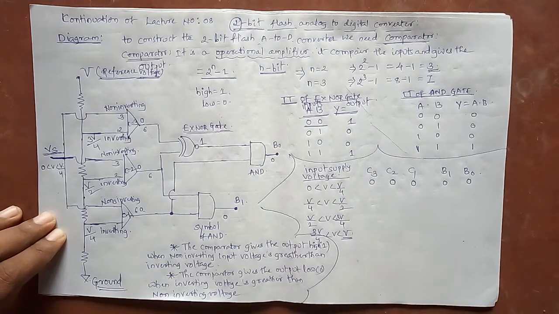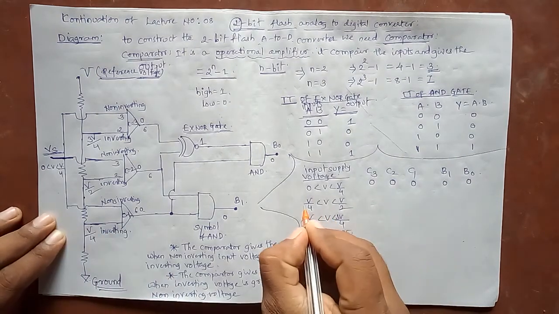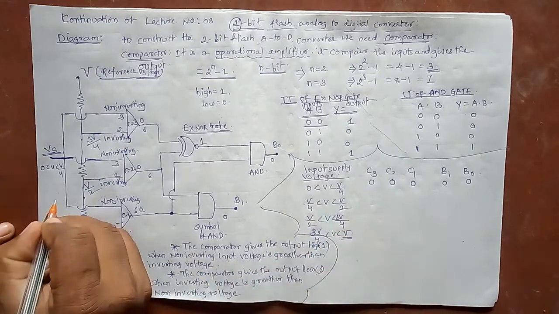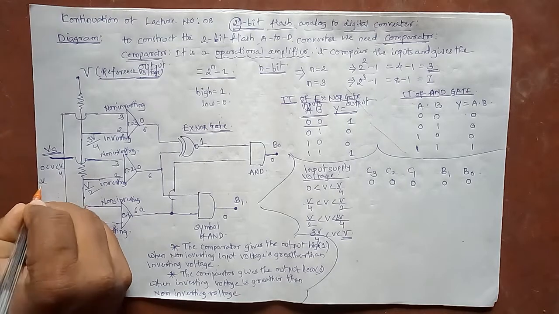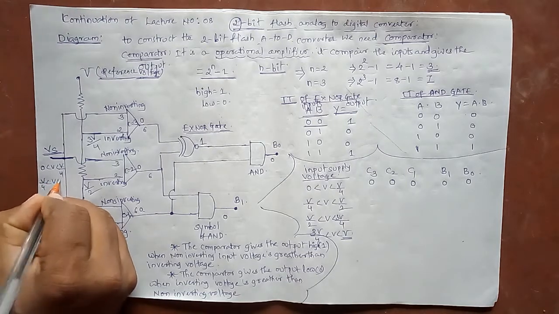Okay, I write directly. Now I take the second case, that is, voltage is between V/4 to less than V/2.